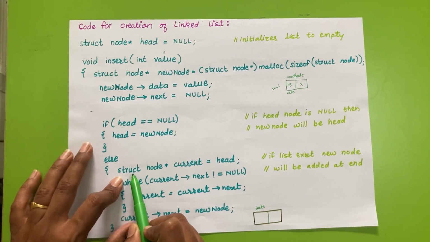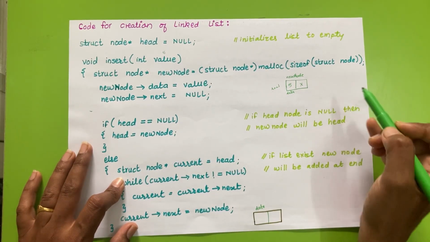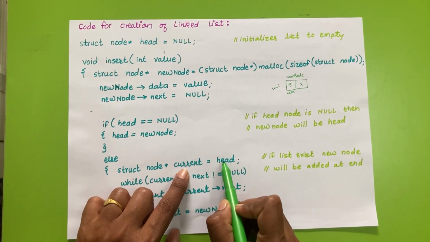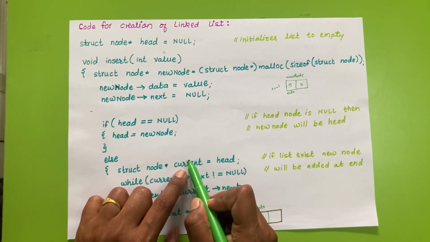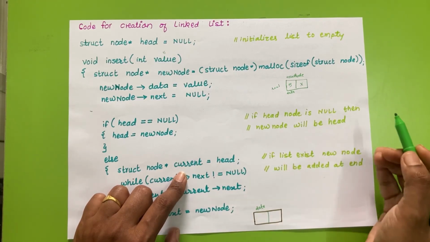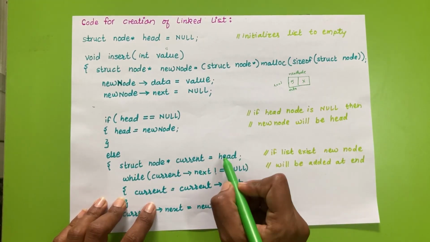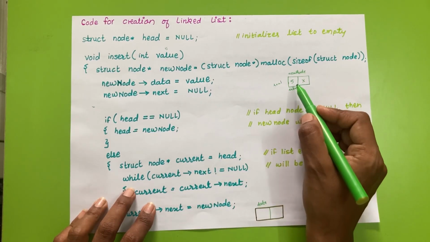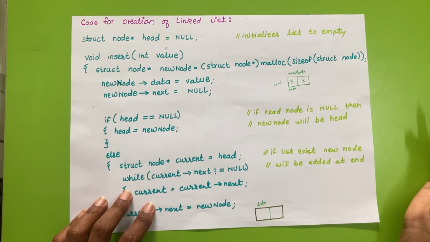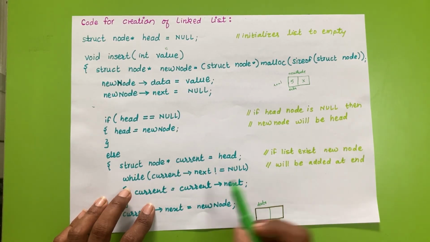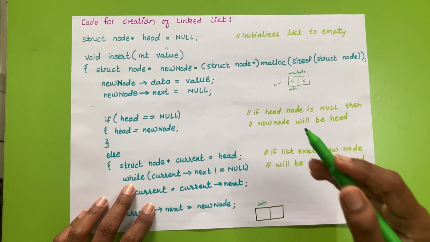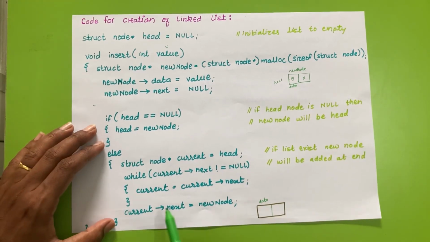For traversal purposes, we will take another node, that is the current node, and I have copied the head node in the current node. So this will be the temporary node that is used to traverse the linked list. I have copied the value of head in the current node. Now the current node will move forward until we have the next pointer as a null pointer. So while current->next is not equal to null, we have to update the node current.